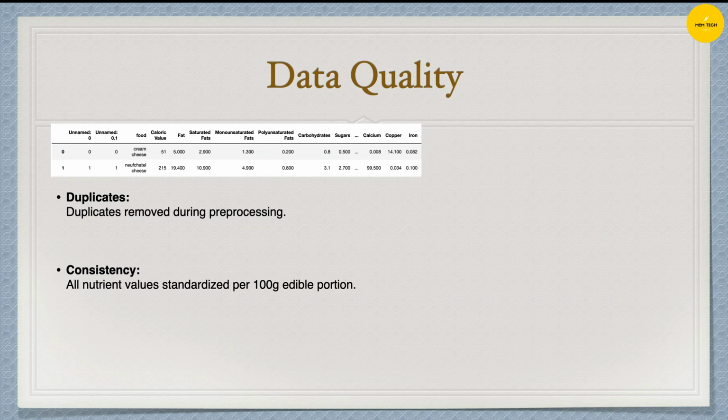Now let's talk about data quality. Before analysis, I ensured data quality by addressing minimal missing values, removing duplicates, and standardizing nutrient values per 100 grams of edible portion.